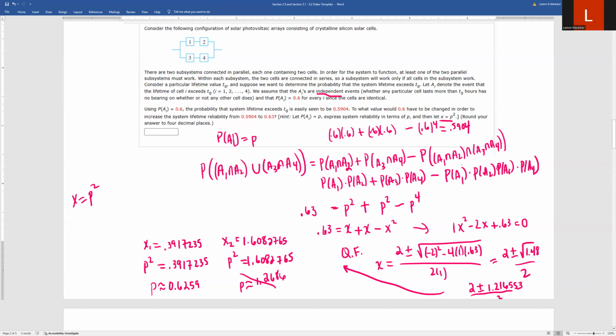This is not a viable answer because probability should always be less than 1. Remember, all of your probability of an entire universe adds up to 1, but a singular probability should never be greater than 1. So this will be the answer. So they need to have that probability that it lasts that t sub 0 lifetime needs to be increased from 0.6 to 0.6259. Okay, that is the end of the 2.5 video help.